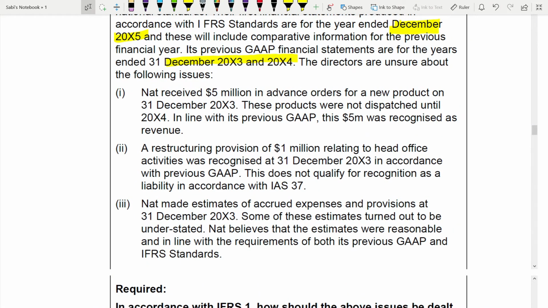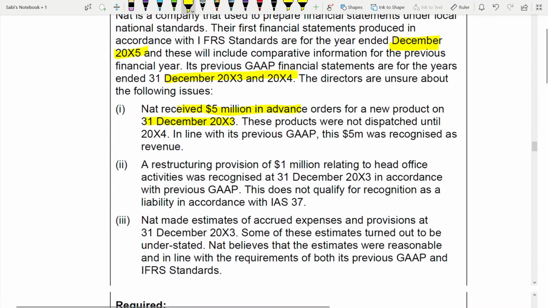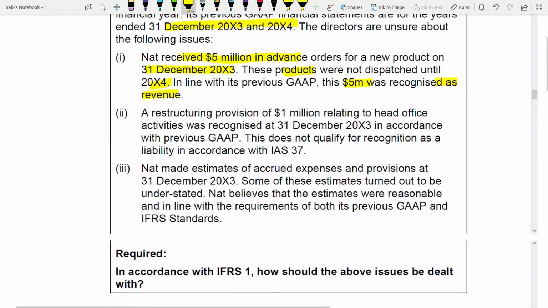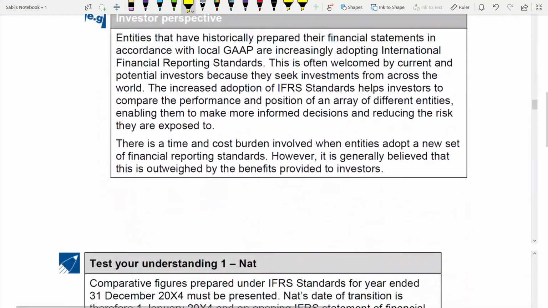First one, NET received 5 million in advance orders for a new product on 31st December 2003. That is when they were having the local GAAP. These products were not dispatched until 2004. In line with this previous GAAP, this 5 million was recognized as revenue. So now which standard do you have to use? IFRS 15, to see whether this will still be recognized as revenue or not when you adopt IFRS. So let us go through the first one.